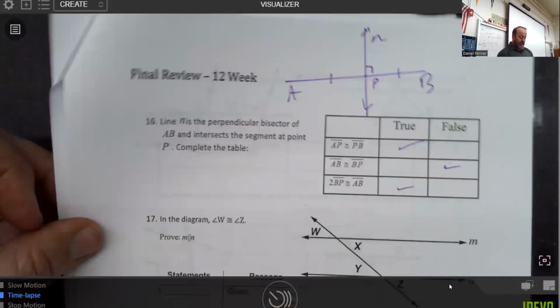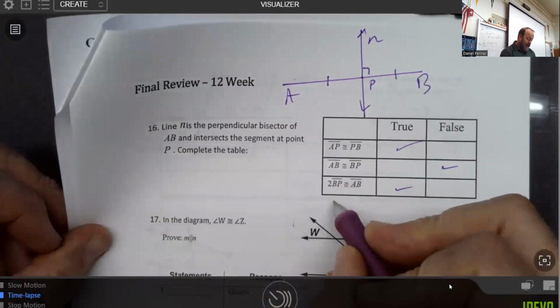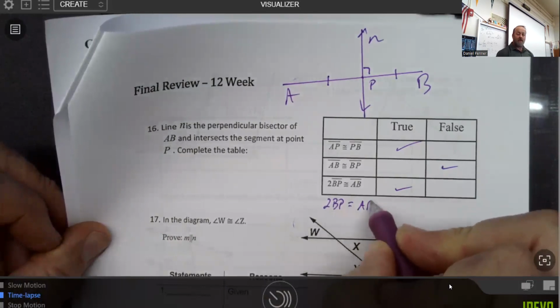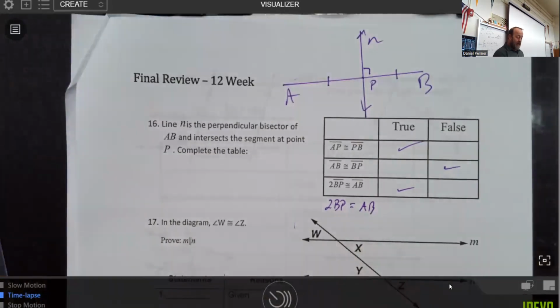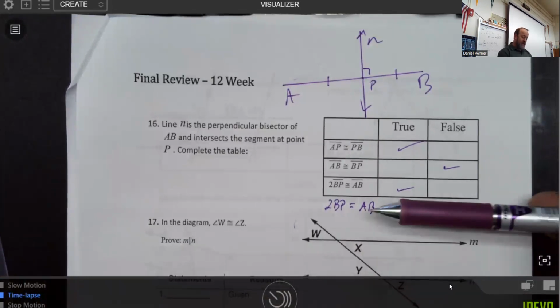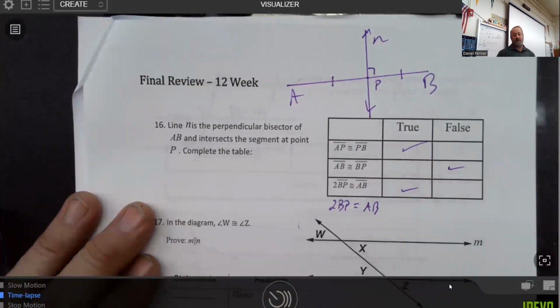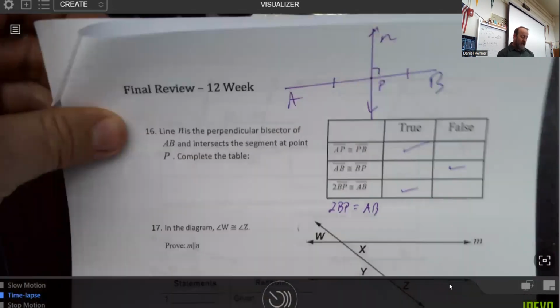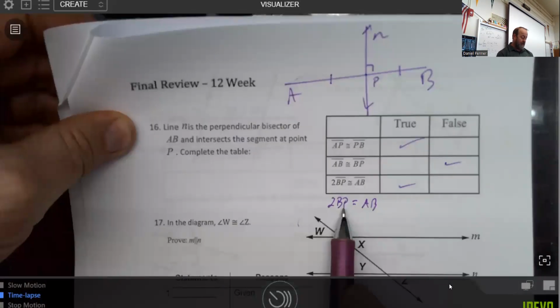Now, one thing I would feel a little bit better about is if we said it this way. It really should be 2BP equals AB. That's a subtle thing, but you can talk about segments being congruent, but when we're going to double something, you have to think about that as a numerical value. So I'd have to double the value from B to P to get AB.